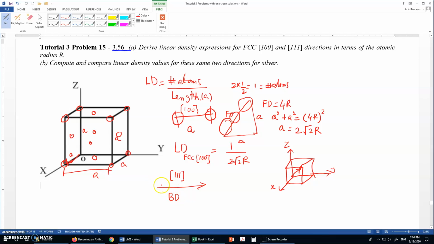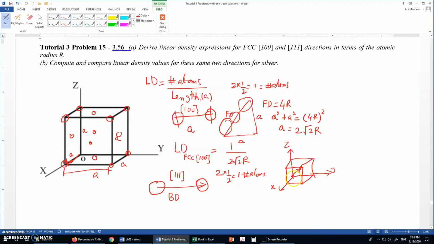Okay, and how many atoms will there be? One atom will be at this corner, the other atom will be at this corner, and there will be no other atom because all the other atoms are face atoms. Face atoms will not be in this body diagonal. So two half atoms, therefore the number of atoms is also 1 in this case. 2 times 1 by 2 is equal to 1. So that is the number of atoms, and the length is the body diagonal.